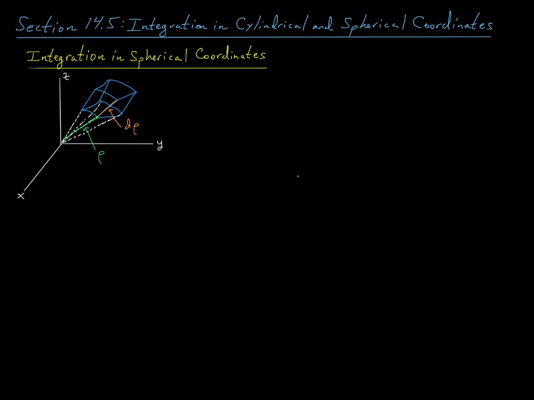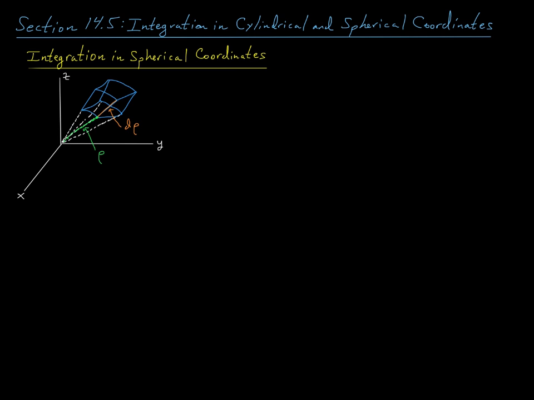So to start, let's consider this radial distance you see in green from the origin out to this corner of the box, and we'll label that distance rho. And now if I increase rho a little bit, I'm going to just move radially outward along this edge here. So the small change in rho you see in orange is what we'll label as d rho.